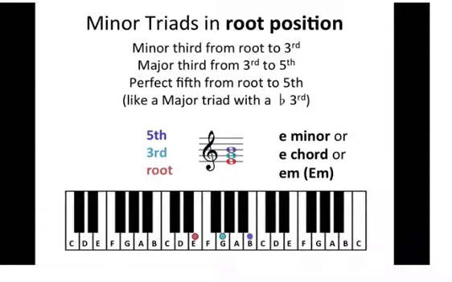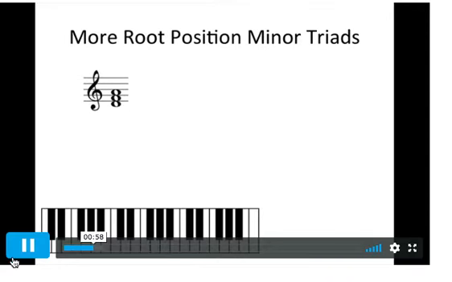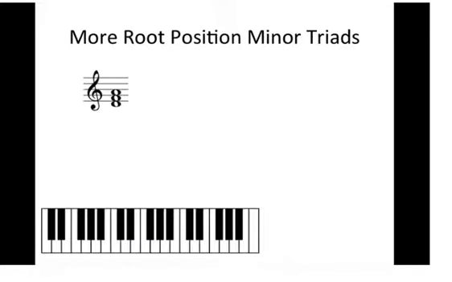Minor triads are traditionally written with lowercase letters. Sometimes in sheet music, you'll see an uppercase letter but a lowercase m to indicate that the chord is minor. Let's look at some more root position minor triads. D, F, A. D to F is a minor third, so that's D minor.